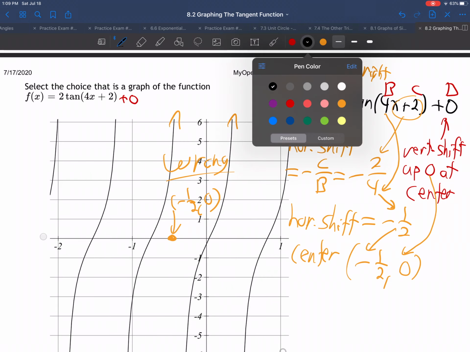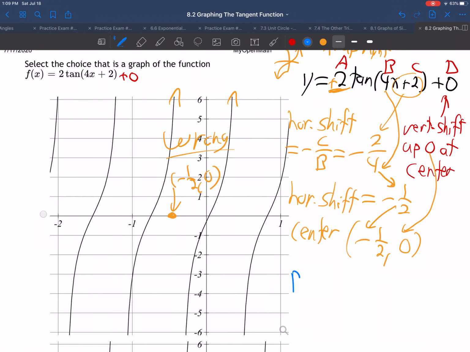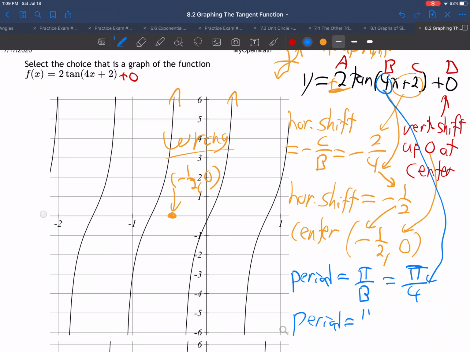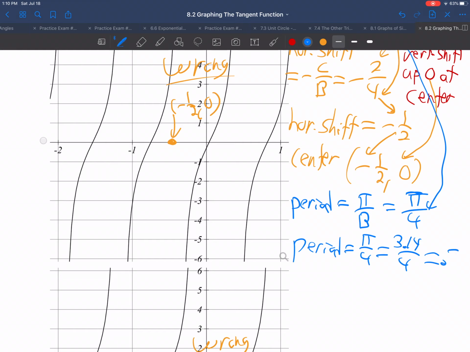So what will help us, though, is the period. It's always about that period, which is pi over b instead of 2 pi over b like it was for sine and cosine. So pi over b, what's b? Bonk, it's that 4. Pi over 4. Now, what's pi over 4? I mean, like what kind of number? Pi over 4. Pi is about 3, right? So it's about 0.75, right? It's about 3/4. About. That's it. You don't need a calculator for this, right?